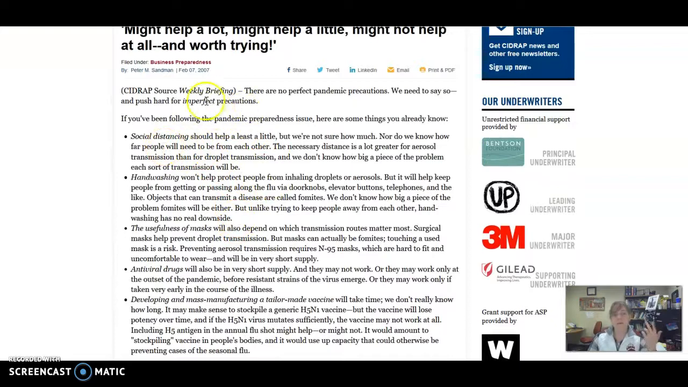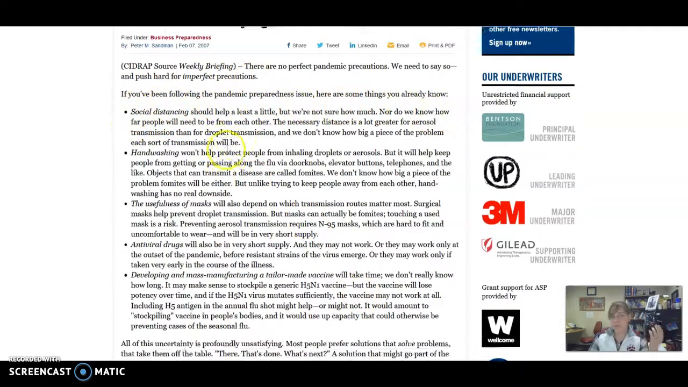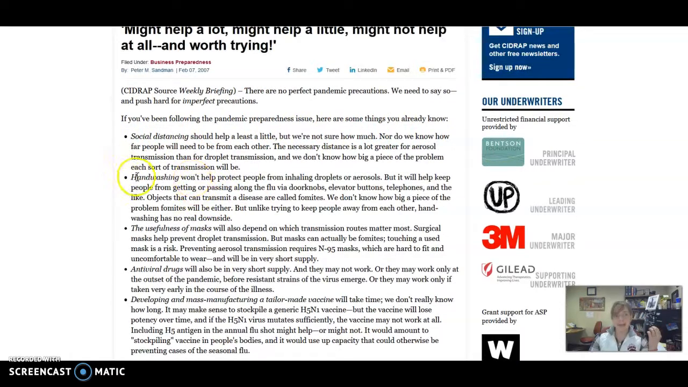So if we're glancing through this, we find things like social distancing, which we're familiar with. Hand washing won't help protect people from inhaling droplets or aerosols. Now, we've heard these words a lot. These are keywords in the discussion of cloth masks. So this is really important to write down.